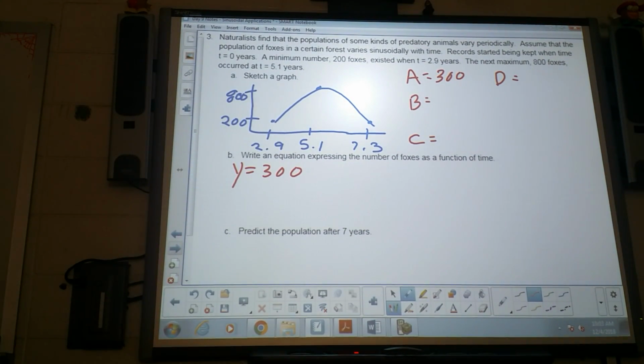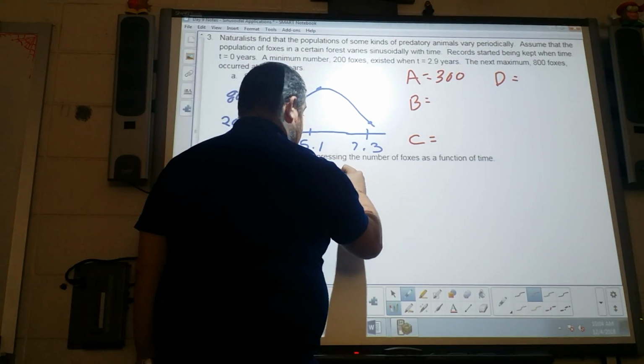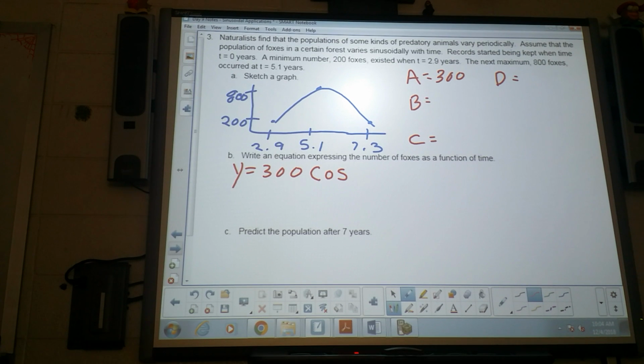Sine must start in the middle. Do we even have a y value graphed for our middle? No. So we are not going to be able to use sine for this problem. So it's going to have to be cosine.